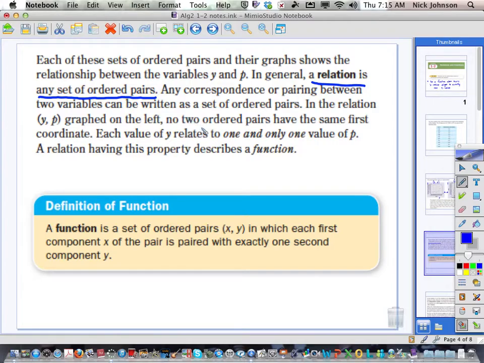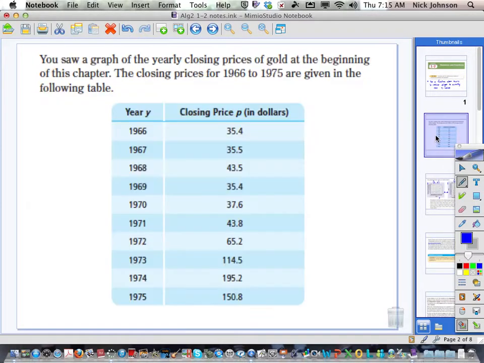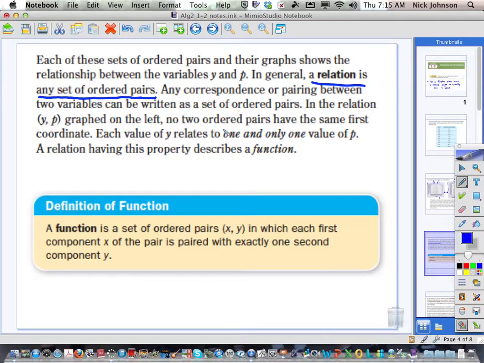Graphed on the left, no two ordered pairs have the same first coordinate. Okay. So if you go back here, none of these have the same first coordinate, correct? It goes from 66 to 67, 68. Never have duplicate years. Okay. Each value of y relates to one and only one value of p. If you have a relation that maps to one and only one value, then what you have is a function.